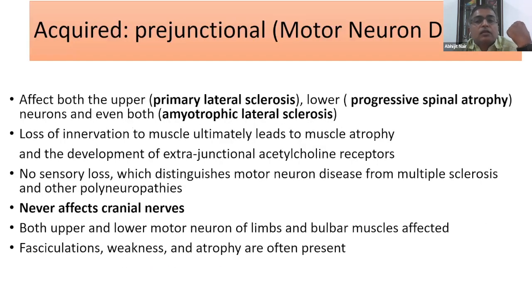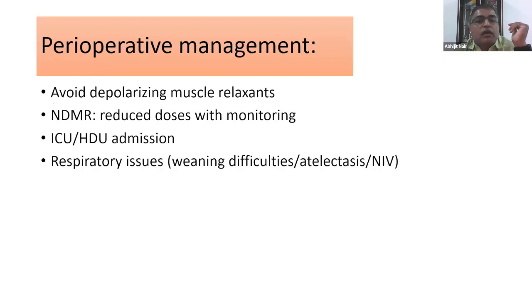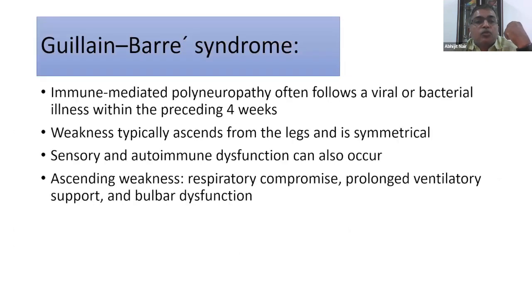ventilation is usually necessary. Coming to motor neuron disease, there are many: primary lateral sclerosis, progressive spinal atrophy, and amyotrophic lateral sclerosis. This disease doesn't affect the cranial nerves. They have fasciculation, weakness and atrophy. So this is also not very common, but you should know because this is something which is discussed very frequently. Again, here we have to avoid depolarizers and non-depolarizers. 10 to 20% of the dose we can use. These patients also pose serious weaning difficulties postoperatively.